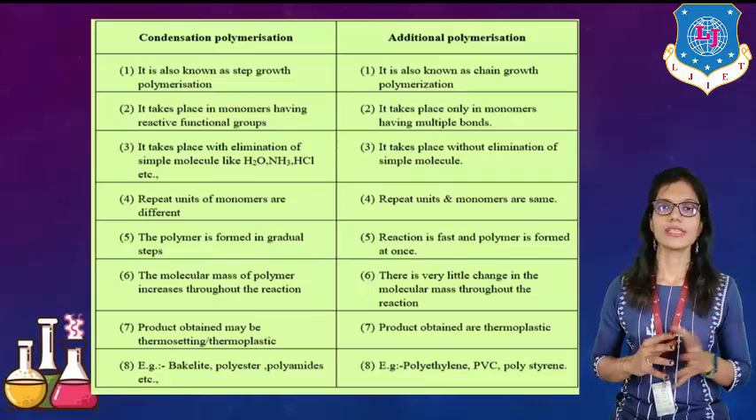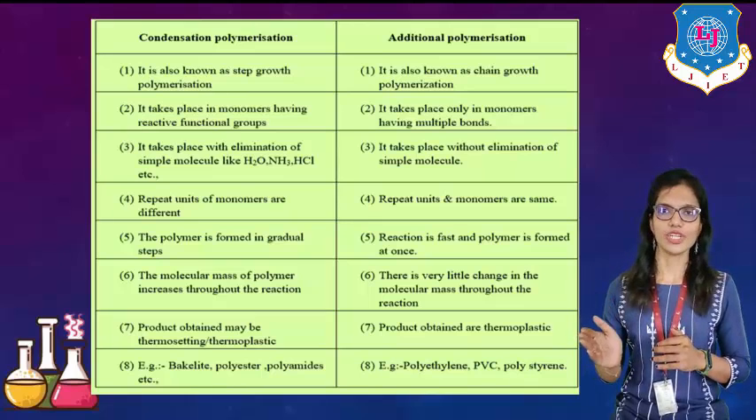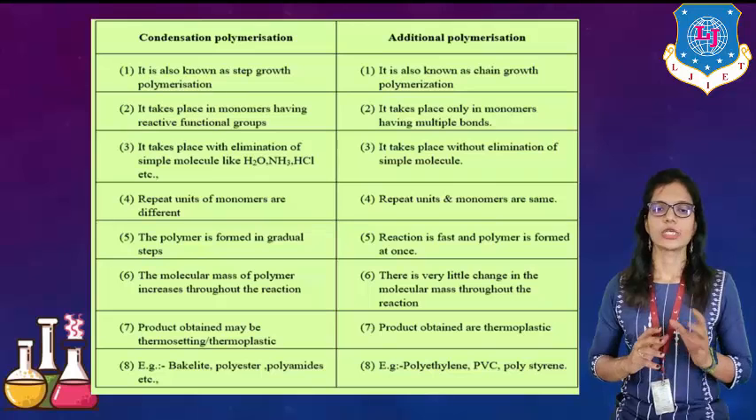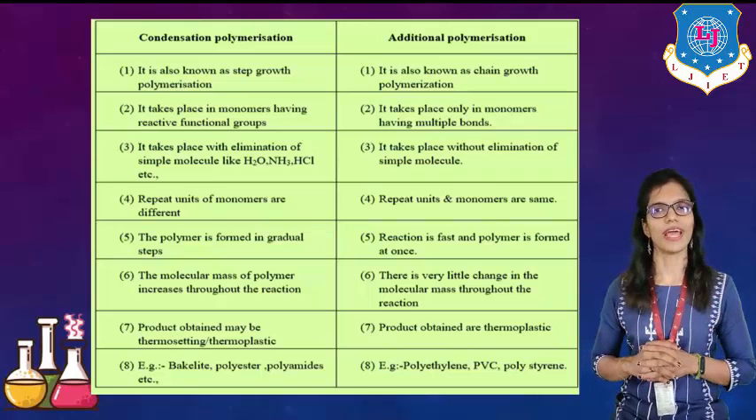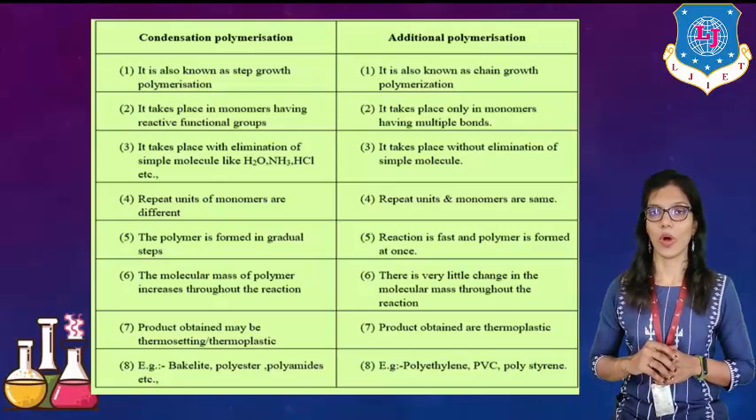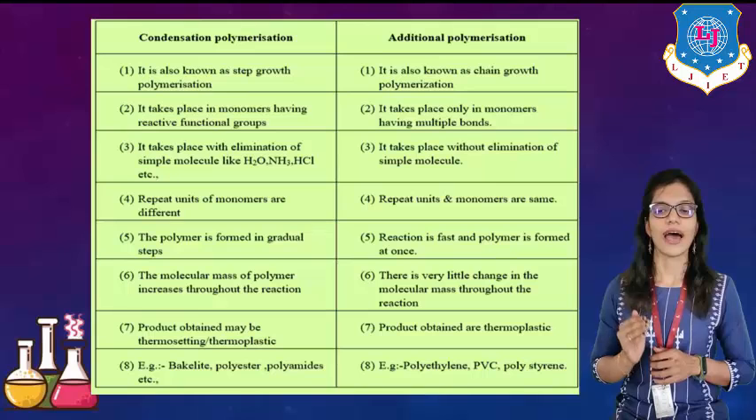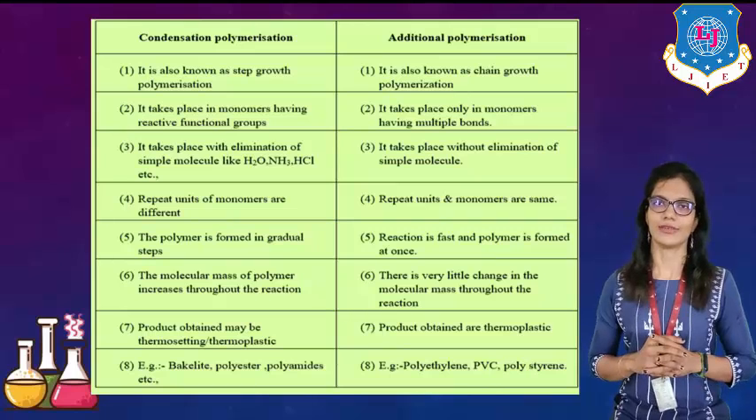First is condensation polymerization. The points that we will take are for condensation, and the opposite point will be for addition polymerization. So here, condensation is also known as step growth. Addition is known as chain growth polymerization. Then next, it takes place in monomers having reactive functional groups, while the addition one takes place only in monomers having multiple bonds. They must have multiple bonds in them.